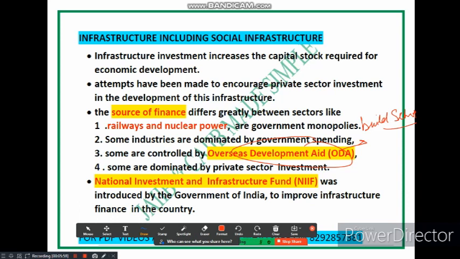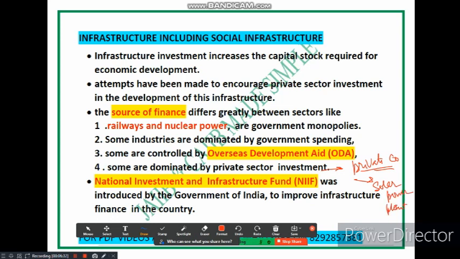ODA means overseas development aid. Now let's see the next point, private sector investment domination. Basically, in certain sectors such as telecommunication or renewable energy, private companies invest their own capital to develop infrastructure. For example, a private company may invest in a solar power plant and sell the generated electricity to the government or consumers.